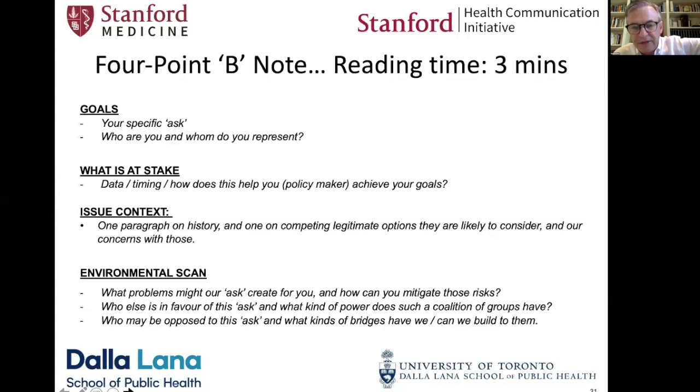And it should have these 4 pieces in it. Your specific ask, whom you represent, what's at stake. This is the same thing as we had in the pitch document before. Why is this really important to your constituents? And now some context here, right? Here's some different options that you'll consider. And very critically, here's the environment, okay?